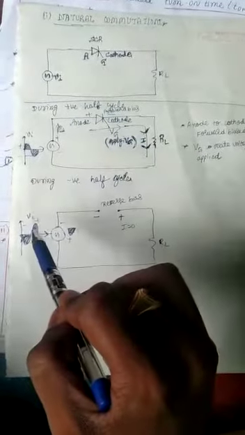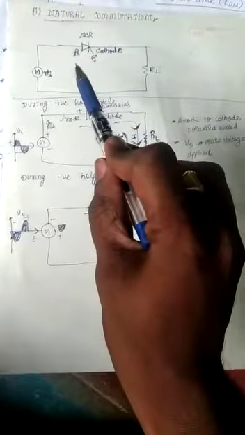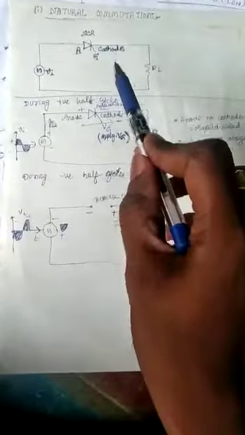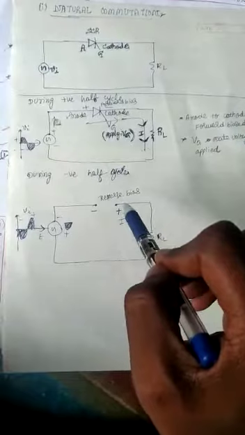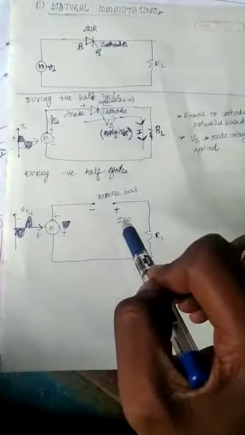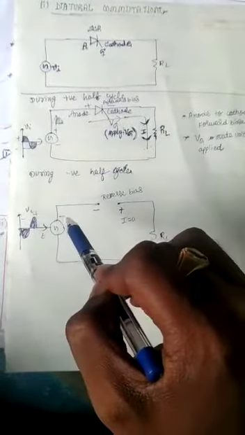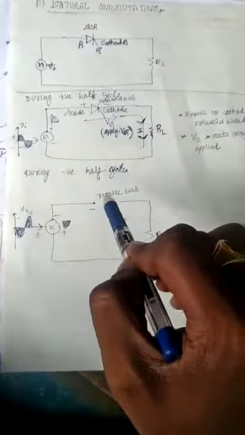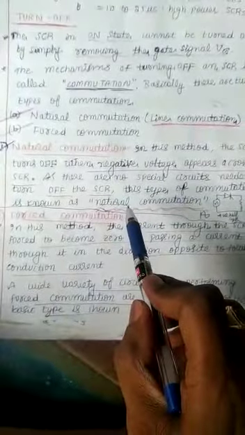During the negative half cycle, what will happen? It will become minus and plus. If you apply minus to anode and plus to cathode, your SCR will get reverse biased. It will be an open circuit, therefore the current is 0. So this is one of the techniques to turn off the SCR. That is, if you reverse bias the SCR, you can turn off the SCR. That is called natural commutation.